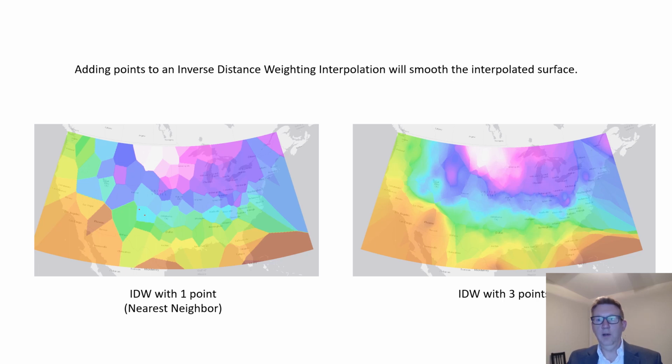But a more common way to do this would be, I want my value to be a weighted average of the 3 closest points. And when you choose 3 points, you can start to see this is a much less broken up surface than the one on the left, right? There are discontinuities, you can certainly pick them out by eye, but they're not nearly as great as the ones on the left.